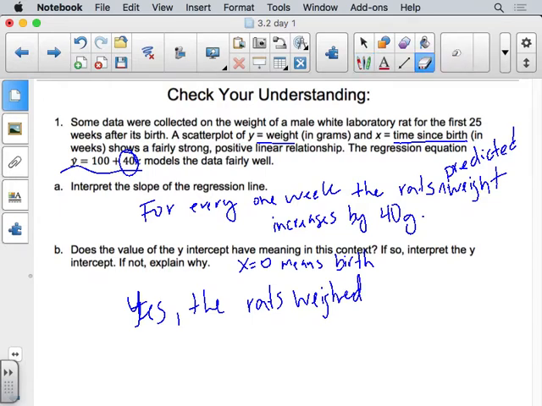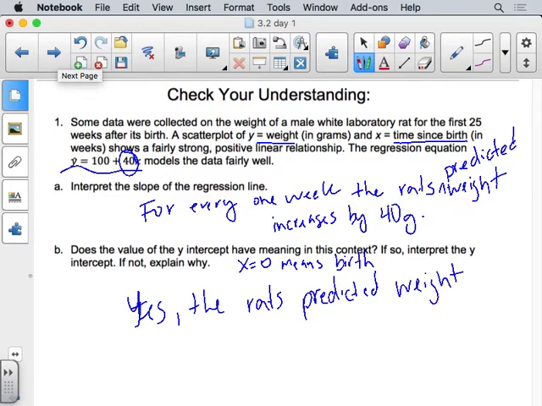Oops, I did it, I think I'm about to do it again. The rat's predicted weight at birth is 100 grams. So the same thing, even I want to make that mistake. Yes, the rat's predicted weight at birth is 100 grams. So birth is x equals 0. You could also have just said when x equals 0.